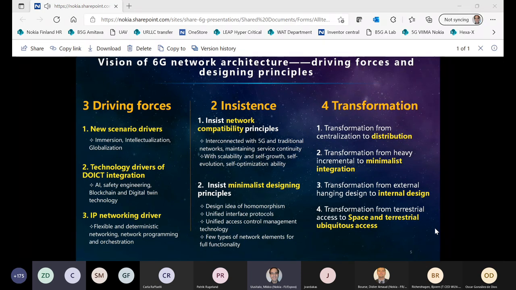Considering the limitations or unresolved problems of the 5G network, we hope that the architecture design of 6G should consider four transformations: from centralized architecture to distributed architecture, from heavy incremental to minimalist integration, from external to endogenous, and also from ground access to space and terrestrial access. These form the basic principles for designing 6G architecture.